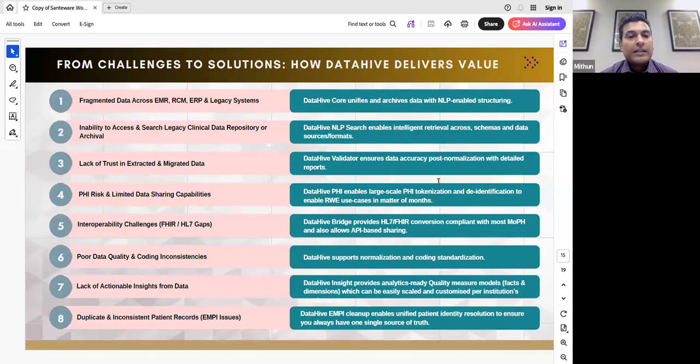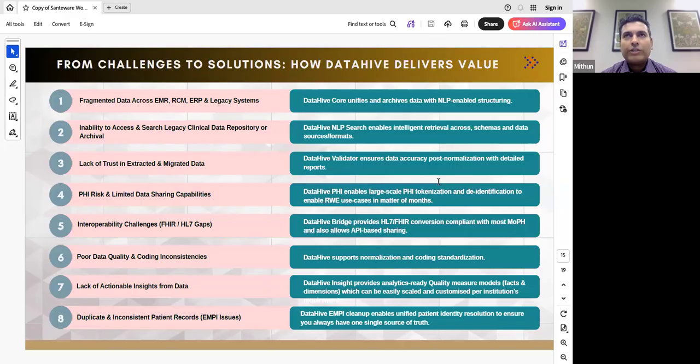The other challenge is the inability to access and search legacy clinical data repositories or archives. It again goes back to my earlier slide where I mentioned that some hospitals or organizations, even though they archive the data, don't archive it in the format that is most efficient. Either they do it in a PDF or in a database backup, or they just keep the legacy system alive and just log in and see that.